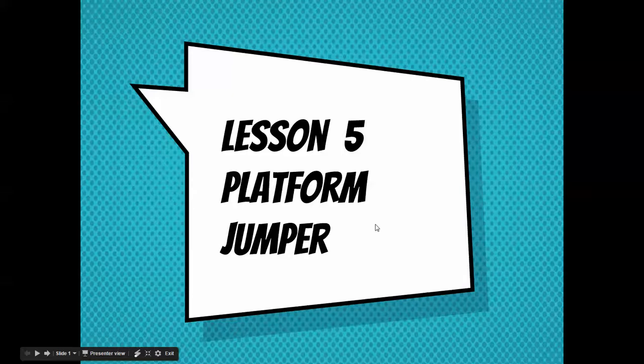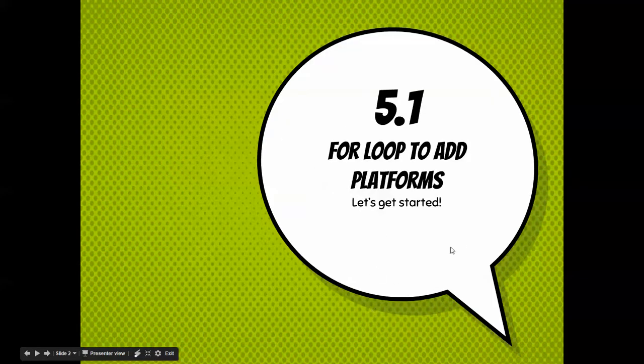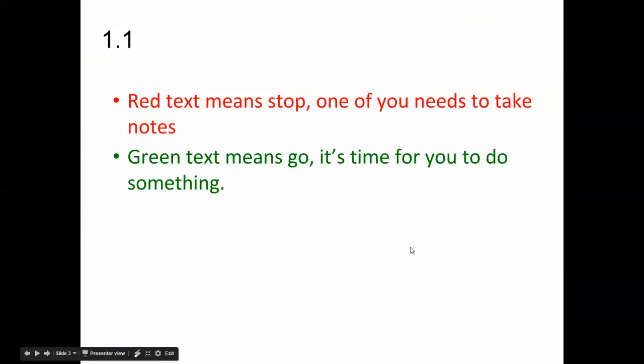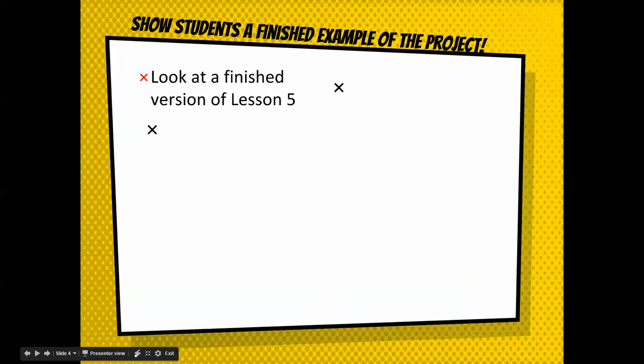Alright, ladies and gentlemen, we are doing lesson 5, the platform jumper. We're going to use a for loop to add some platforms. You know the drill here. Let me show you the finished version.